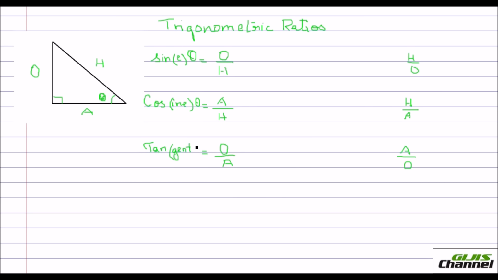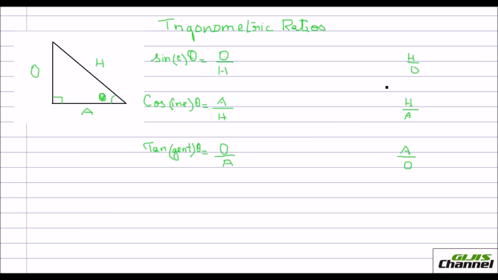Okay, so here I repeat, the sine theta is opposite over hypotenuse, the cos theta is adjacent over hypotenuse, and the tan theta is opposite over the adjacent.